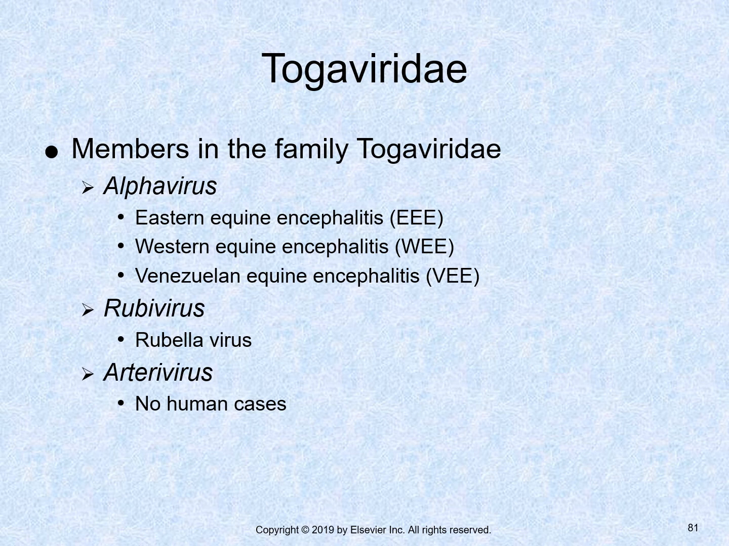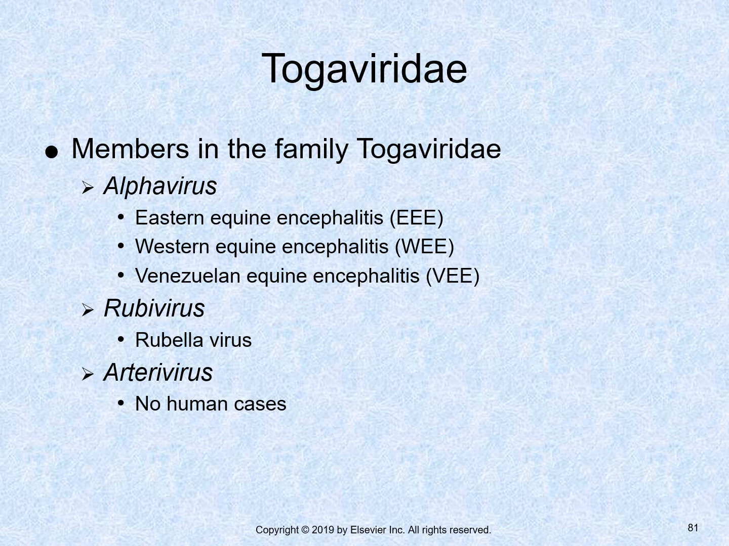Members in the family Togaviridae include alphaviruses, rubivirus, and arterivirus. Alphaviruses include Eastern equine encephalitis, Western equine encephalitis, and Venezuelan equine encephalitis. Rubivirus includes rubella virus.